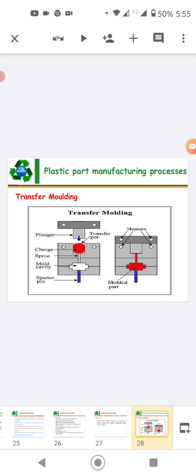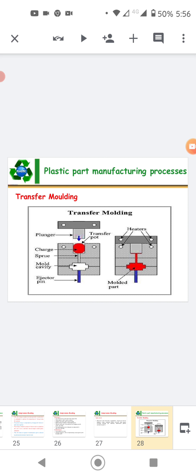In transfer molding, the plastic powder is heated and pressed in a separate chamber, the plasticizing pot or transfer pot, and then transferred through a gate by a ram into a closed mold, which is maintained at a high temperature. The material enters the mold at high pressure, 70 Newton per mm square. In the closed mold, the plastic attains its shape and is cured.